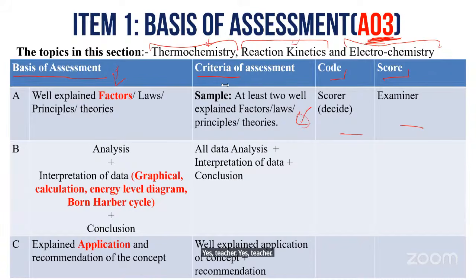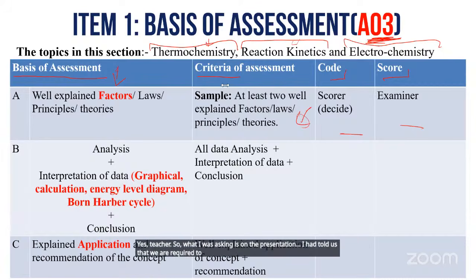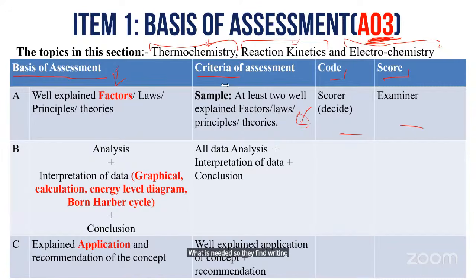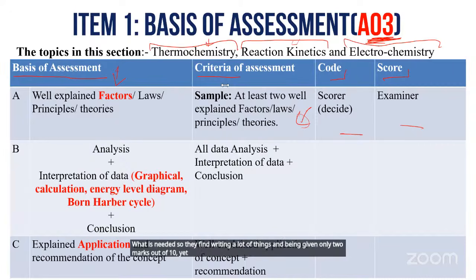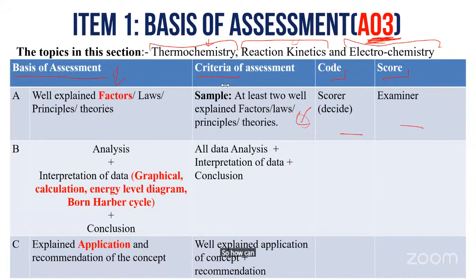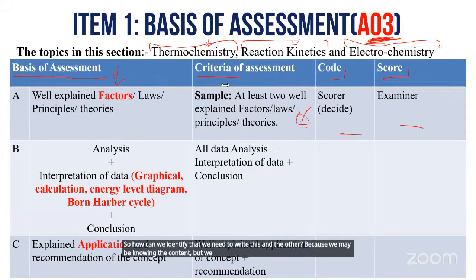And so what I was asking is on the precision. You had told us that we are required to answer what is exactly asked, but some people fail to understand what is needed, so they write a lot of things and are given only 2 marks out of 10, yet they have written the whole page. So how can we identify that we need to write this and not the other? Because we may know the content, but we put irrelevant content.